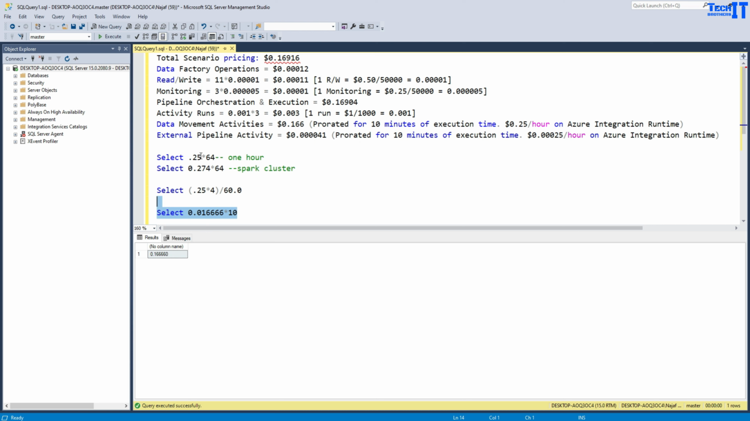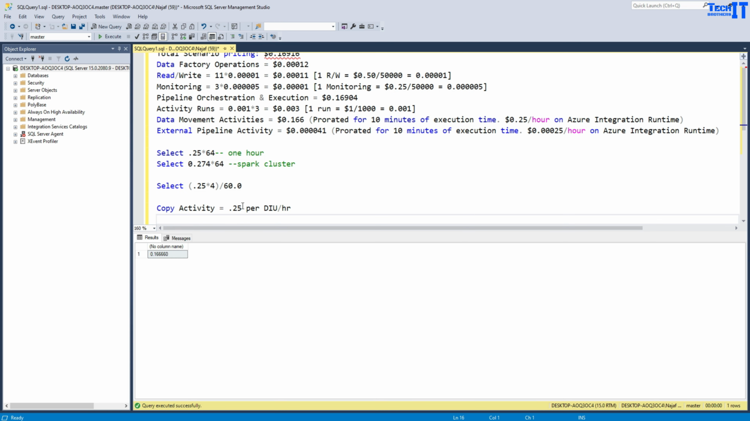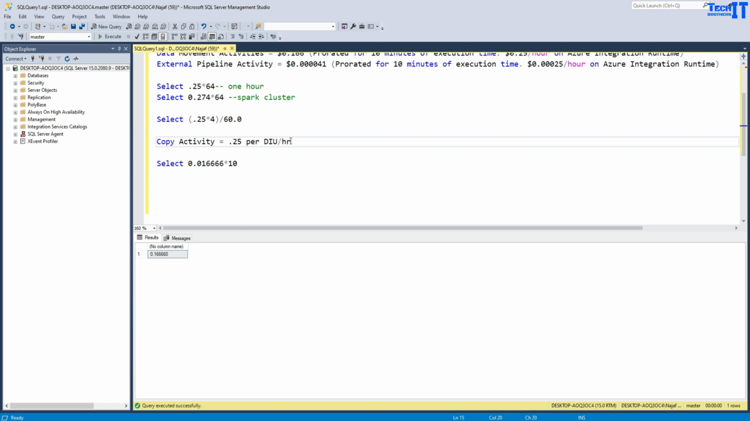So for copy activity you pay, let me see, copy activity is $0.25 per DIU per hour. That's what you pay. So if you are using 4, most of the time as a default you are using 4, and the max you can use is 256 DIUs. So if you are copying a lot of files, or you have a much bigger file, you will be using more DIUs.